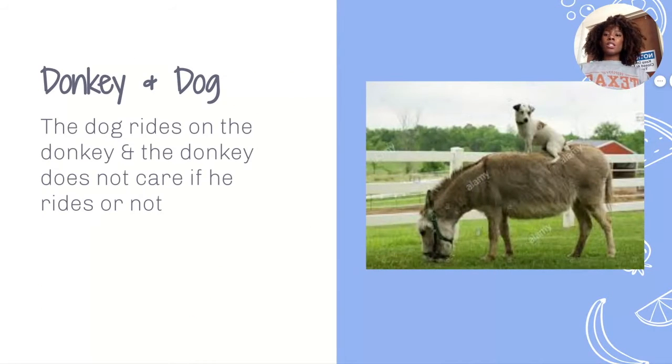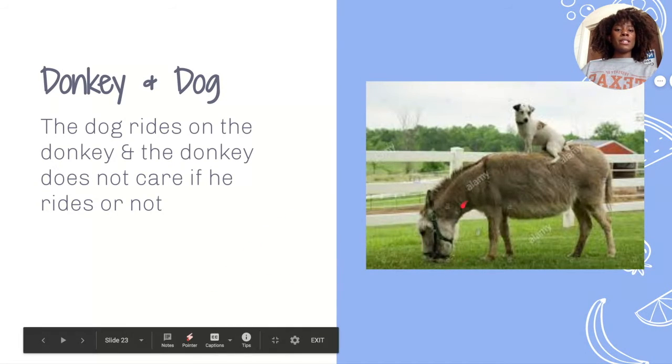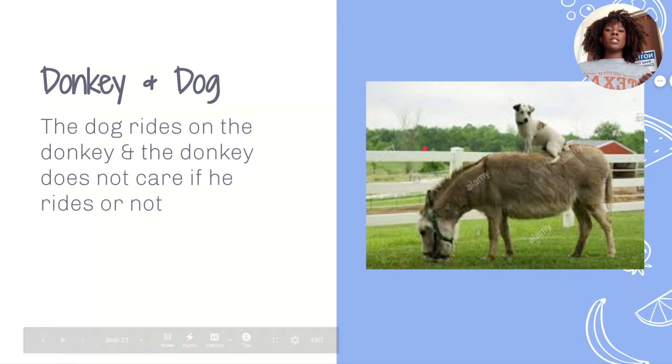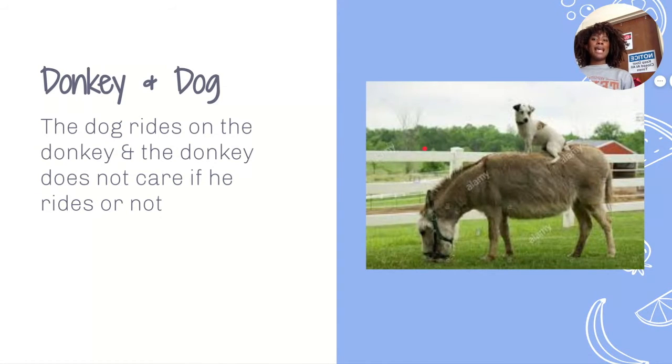Donkey and the dog. The dog rides on the donkey, and the donkey does not care if he rides or not. So here's a little visual of that. This is a donkey, and this is a dog riding on the donkey. In this situation, you want to ask yourself, what's happening to the donkey? Is he being hurt, benefited, or doesn't care? And what's happening to the dog? Is the dog being hurt? Is the dog being benefited? Or is the dog not being affected in any way?